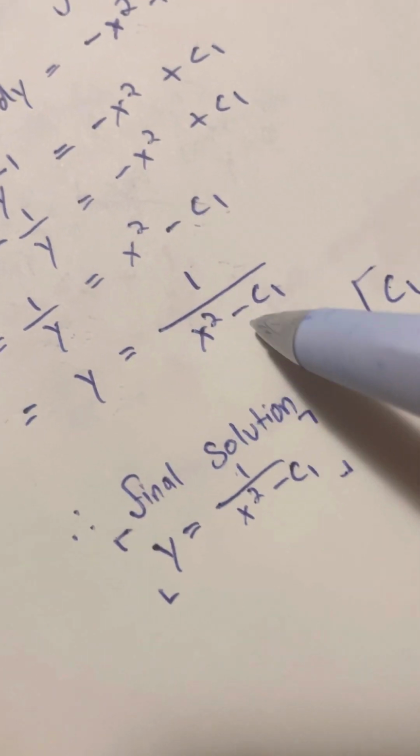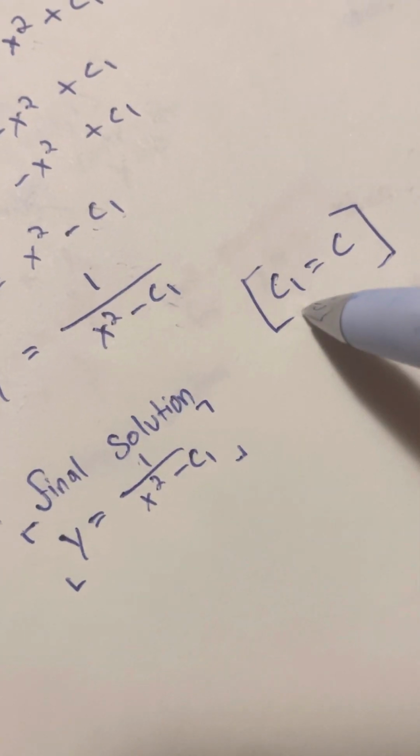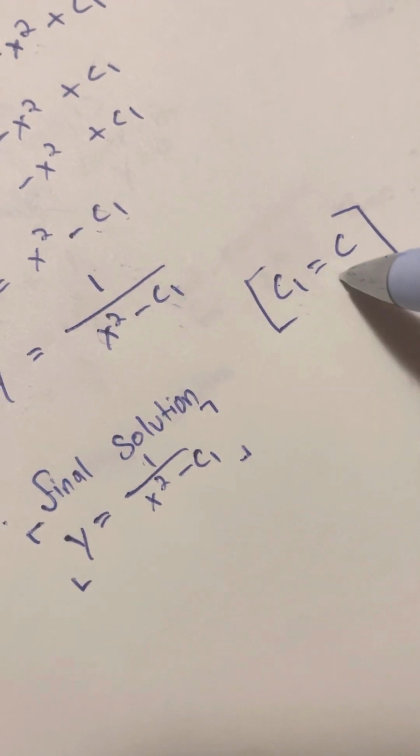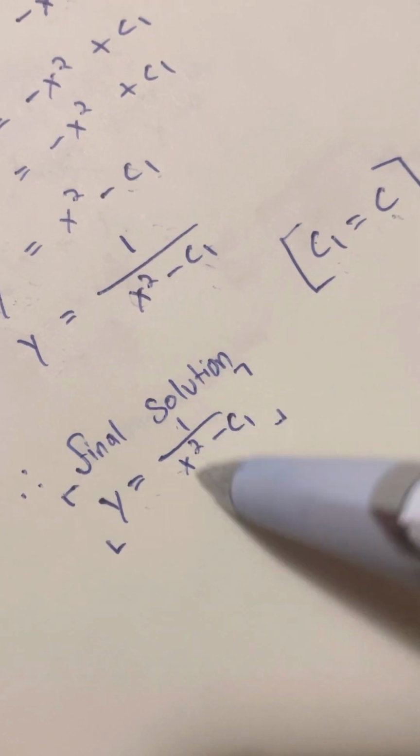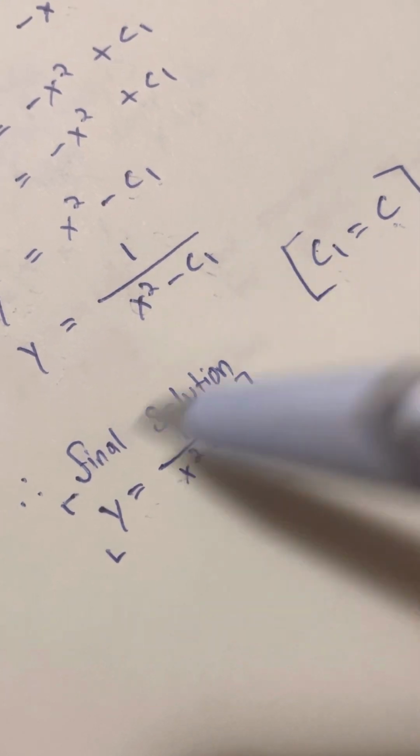And one little thing you could do here is, because I wrote c1, you could just define that c1 is equal to c, and then your final solution will be y is equal to 1 over x squared minus c. And yeah, you're good.